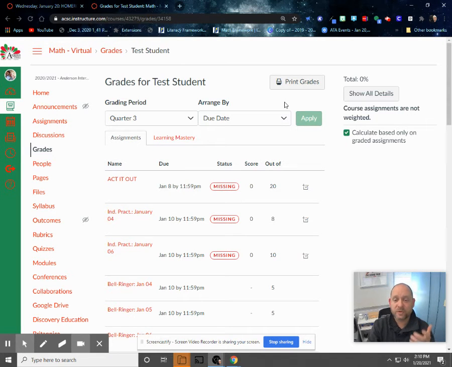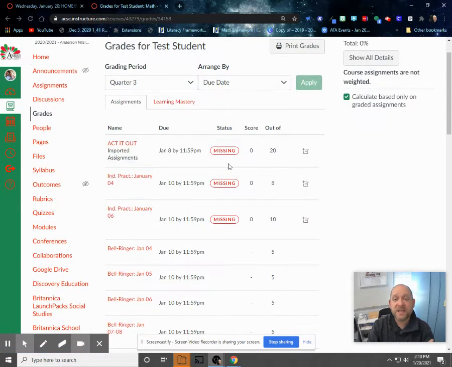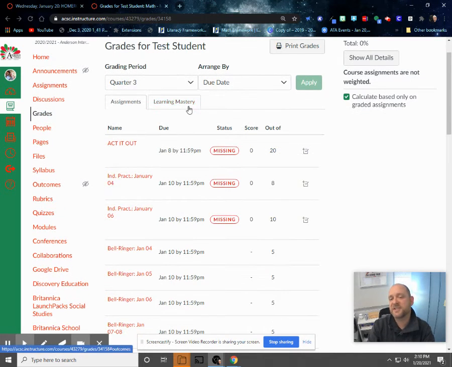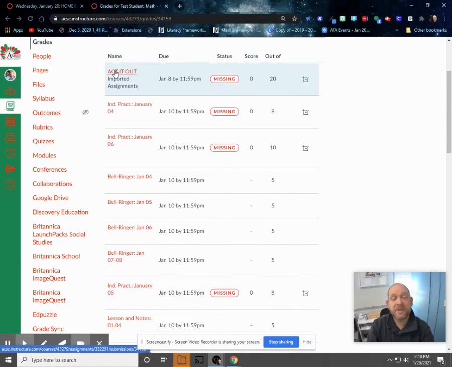Now, grades. On the side here, in any given course, there will be a list of options, and grades is one of those options. If you click on that grades tab, it will take you to a page that looks a little something like this. This is just a test student page. This is not a real student, but you will see the following things.